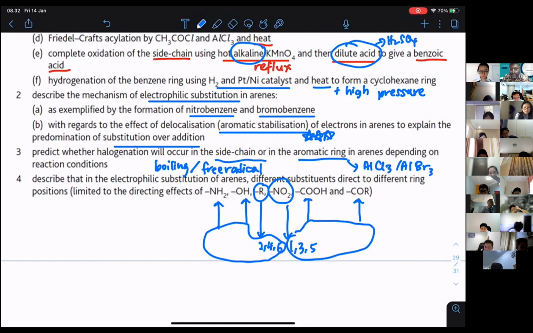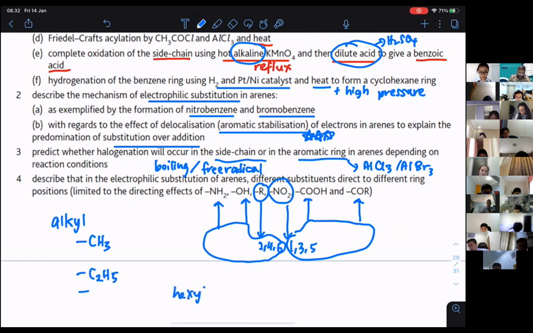What is R? R is just an alkyl group. So R is going to be CH3, C2H5. Remember one of the examples just now, they used hexyl. So it's not limited. Any alkyl groups are going to be electron donating. Generally we use these two terms, methyl and ethyl, but it's not limited to that. So that's why they put R.